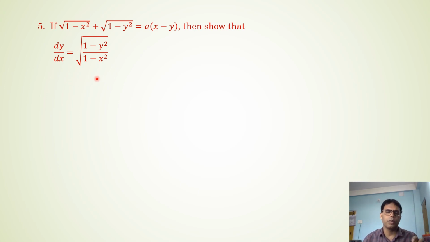But in this question you do not take direct differentiation in the given line, because in that process the calculation will be something heavier than the other way.